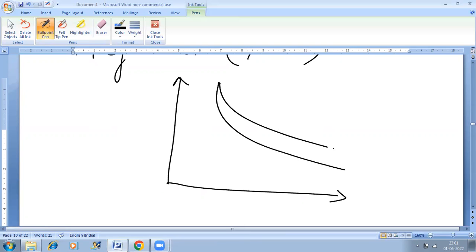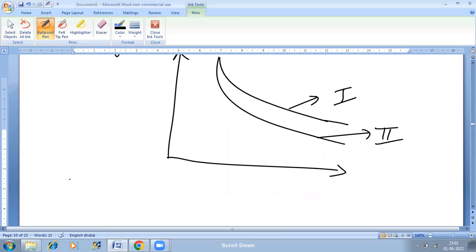So here, this is first sample because it's isothermal. This is second sample because it's adiabatic. So I can clearly say that work done by the gas is greater in the first sample. So work done by the gas in the first sample is greater than the work done by the gas in the second sample. Hence option A is correct.